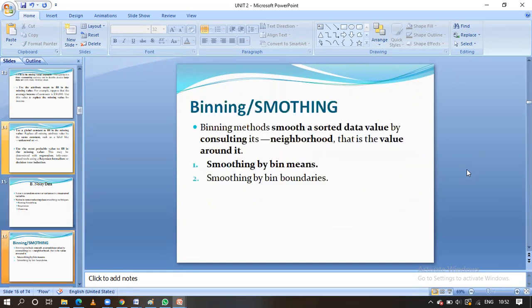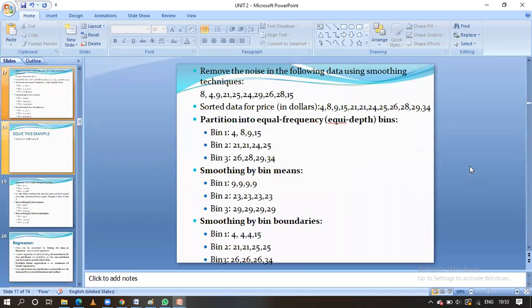First one is the binning. Here two methods will be there: binning by means and binning by boundaries. Okay, here binning by means, what is the first step we are going to do?